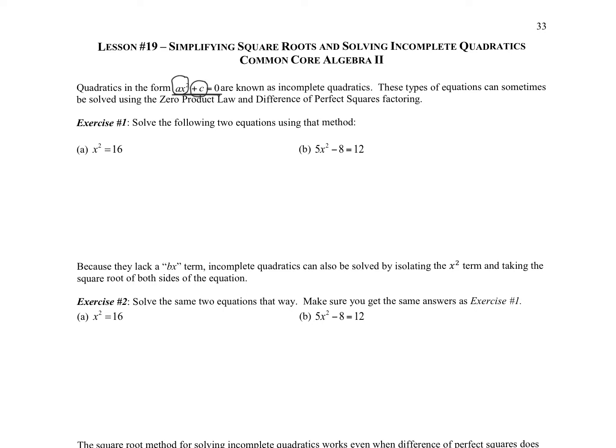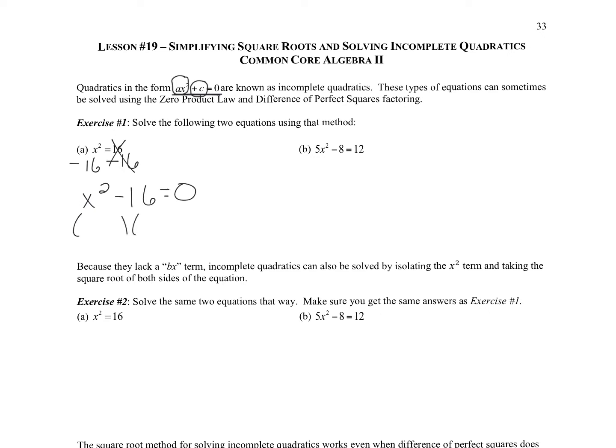These types of equations can sometimes be solved using the zero product law and difference of perfect squares factoring. Because we can solve some of those like that, and we've already done difference of perfect squares, we're going to remind ourselves of that method and then move on to some other ways to solve them. So with difference of perfect squares and any zero product law method for solving quadratics, the first thing we're going to do is set the equation equal to 0 and then factor it.